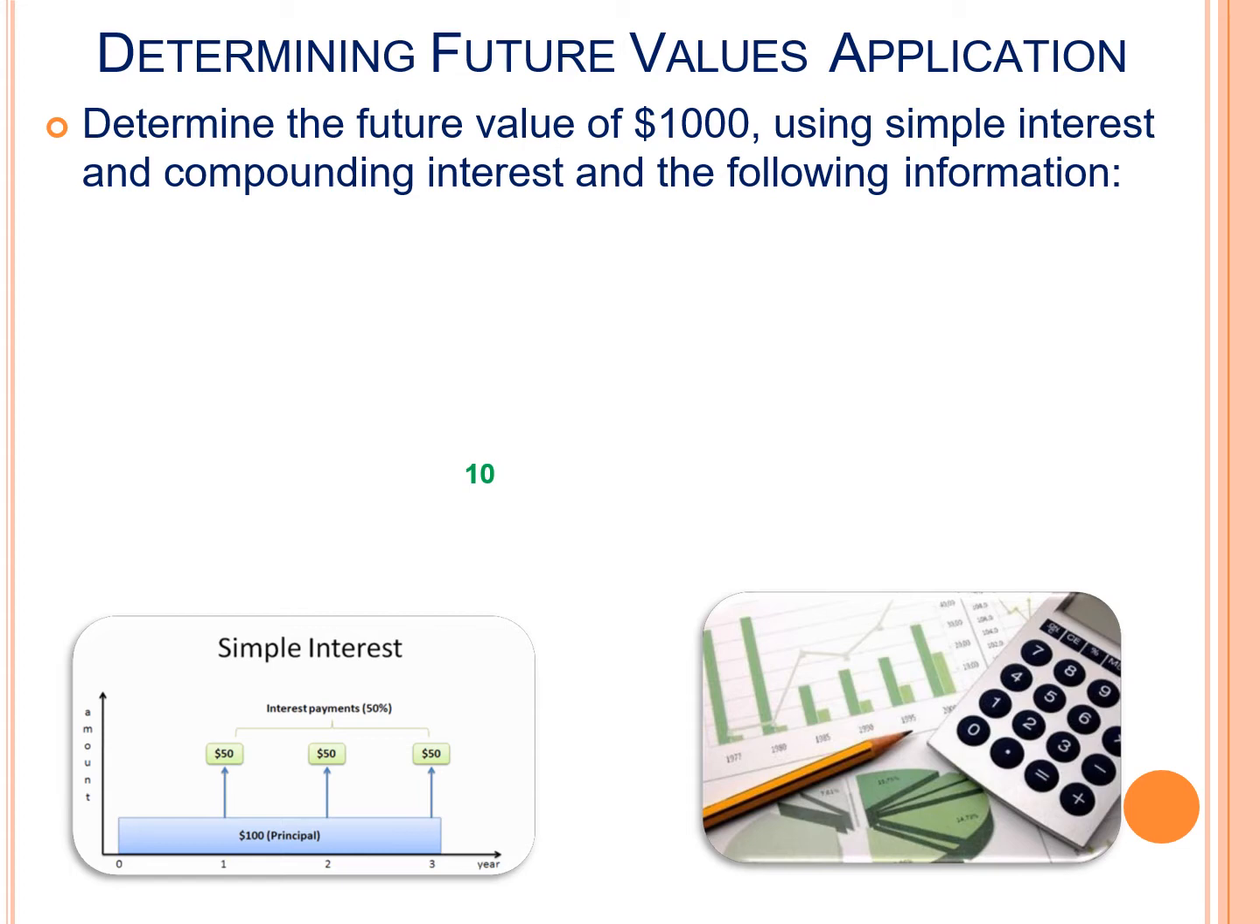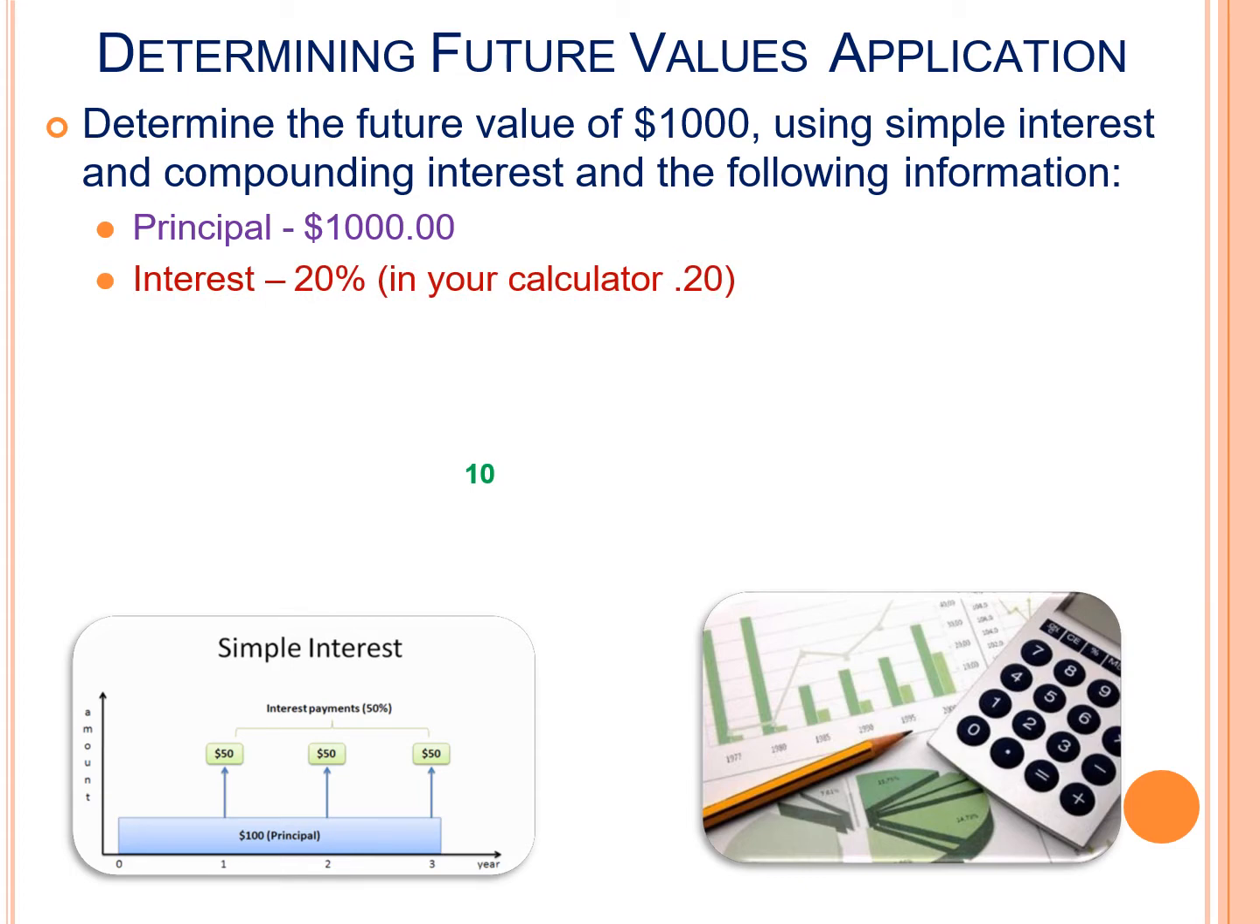And we'll just go ahead and lay out our information. So the principal, the amount we have to start with, is $1,000, right? And let's say that there's a 20% interest rate. Wouldn't that be amazing? In your calculator, you can just put 0.2. Remember that whenever we're doing percentages, we have to put these in as decimals. Don't just put 20 in your calculator. You're going to get a wild answer, okay?